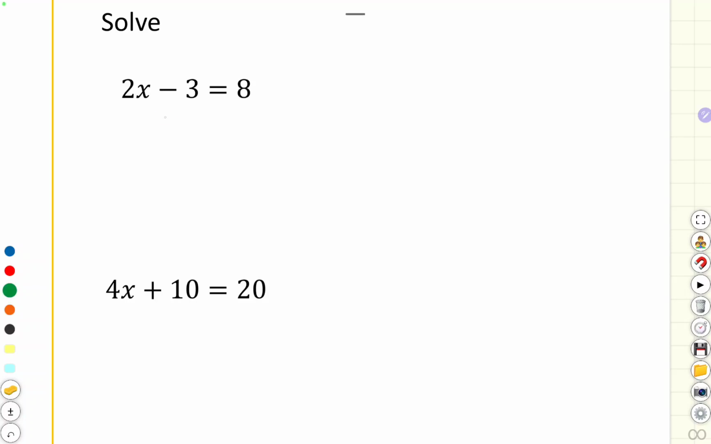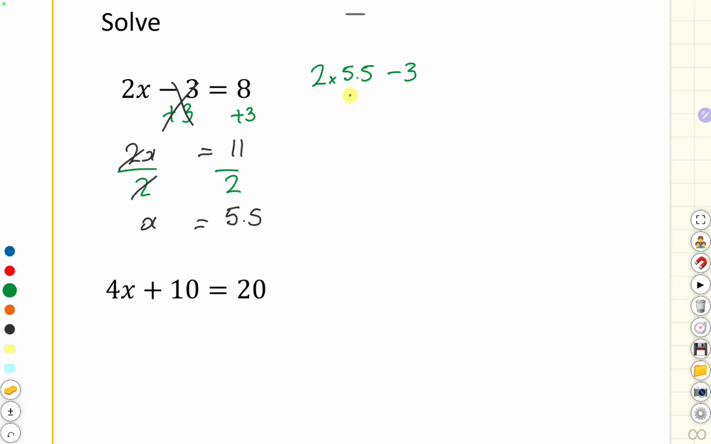Okay, let's have a look at these. So first of all, I'm going to add 3 to both sides. That cancels, so I'm left with 2x equals 11. Now I need to divide both sides by 2. And we get the 2's cancel, x equals 5.5. Let's check my answer. 2 times 5.5 minus 3. Now 2 times 5.5 is 11. 11 minus 3 equals 8. I must be correct, so I can move on.